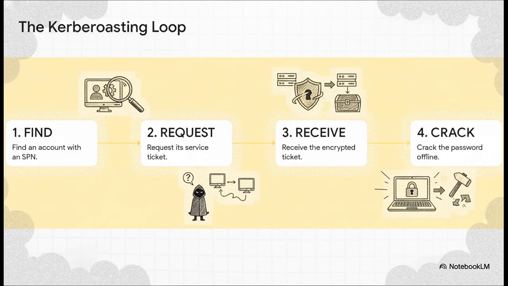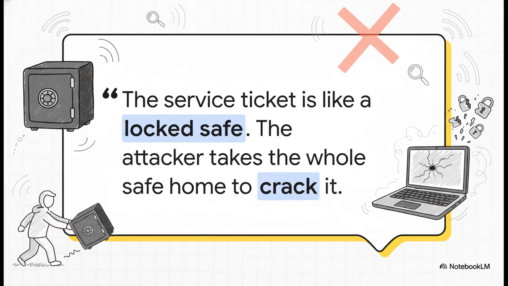So the attacker just follows these 4 simple steps. First, they find a user account with an SPN. Second, they ask for its ticket. Third, they get the ticket. And here's the kicker. That ticket is encrypted with the service account's own password hash. So for step 4, the attacker just takes that ticket offline, back to their own machine, and starts trying to crack the password. And this is exactly why the attack is so sneaky.